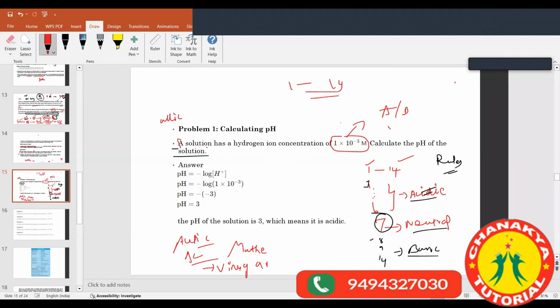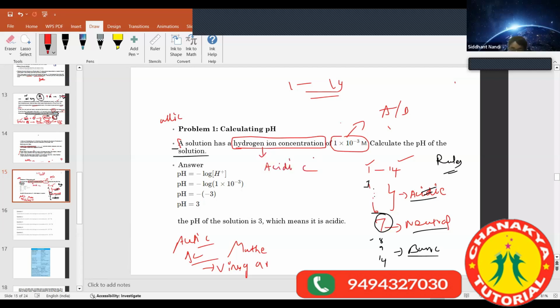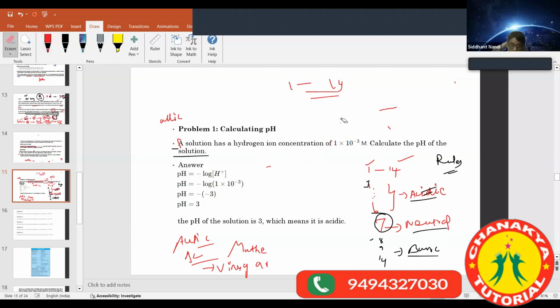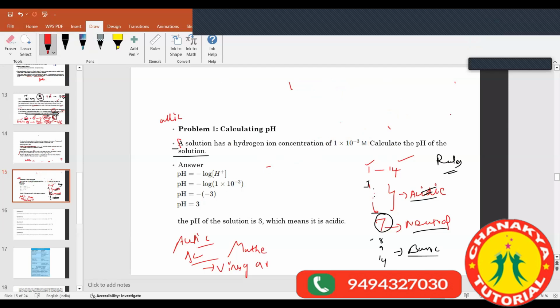Just as I told you that day, if a solution is having hydrogen ion concentration, it itself is acidic. But now it's not just guessing acid or base, it is calculating the exact value of pH. That is the work here, and we will use a formula with log. So that is where the solution comes in.